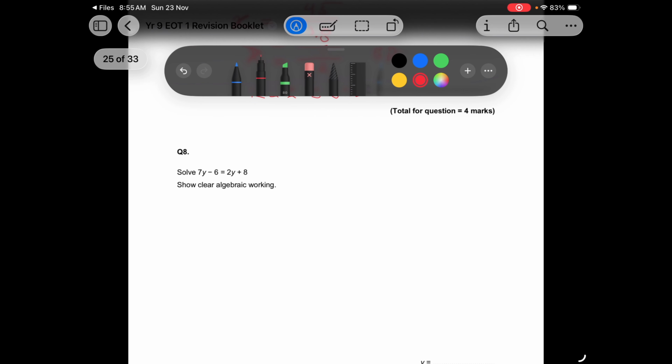Okay, here guys, simplify this, so I will collect all y's to the left. It will be 7y minus 2y equals 8 plus 6, so this will be 5y equals 14.